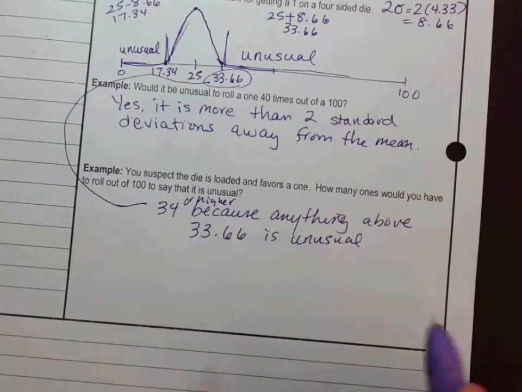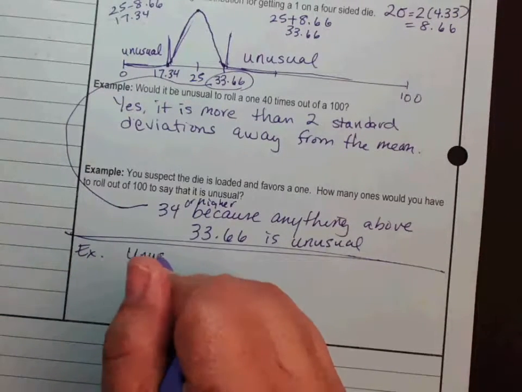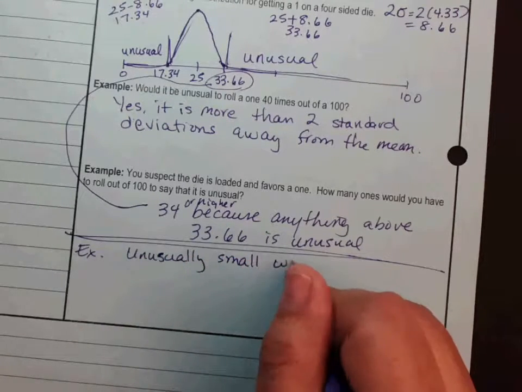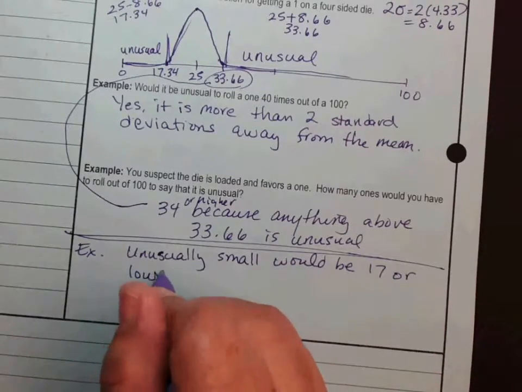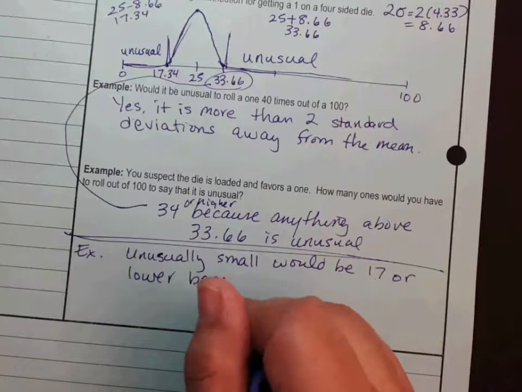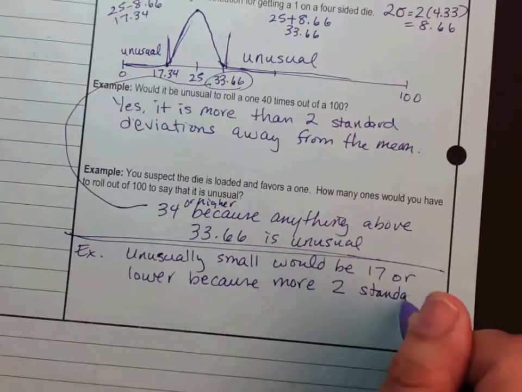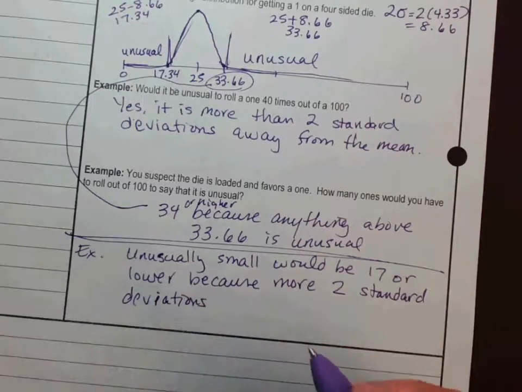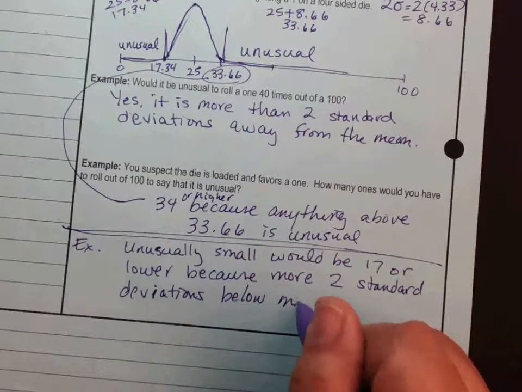If I wanted to say, hey, maybe it's loaded, so I have an unusually small number of ones, so this is another example. Unusually small would be 17 or lower, because it's on this side, because it is more than 2 standard deviations below. So the main thing you learn on this part of the lesson is how to determine if something is unusual below or above the mean.